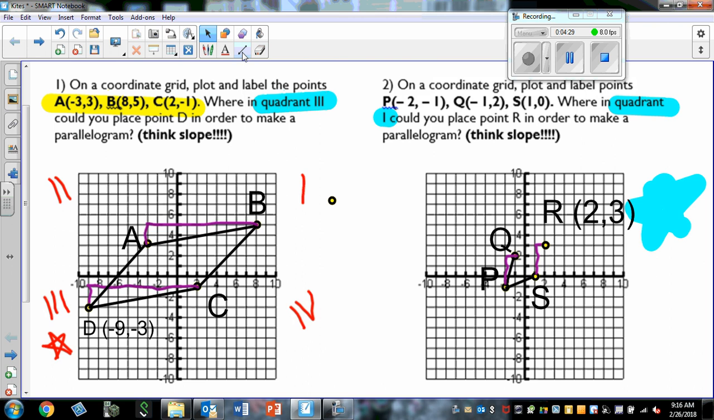And again, you can connect it, make sure it makes sense. Okay, Q, S. You could check your slopes. P to Q is up 3 over 1. S to R is up 3 over 1. Q to R is up 1 over 3. P to S is up 1 over 3. So everything is good to go. And that is all you have to do for plotting a point to make a parallelogram.